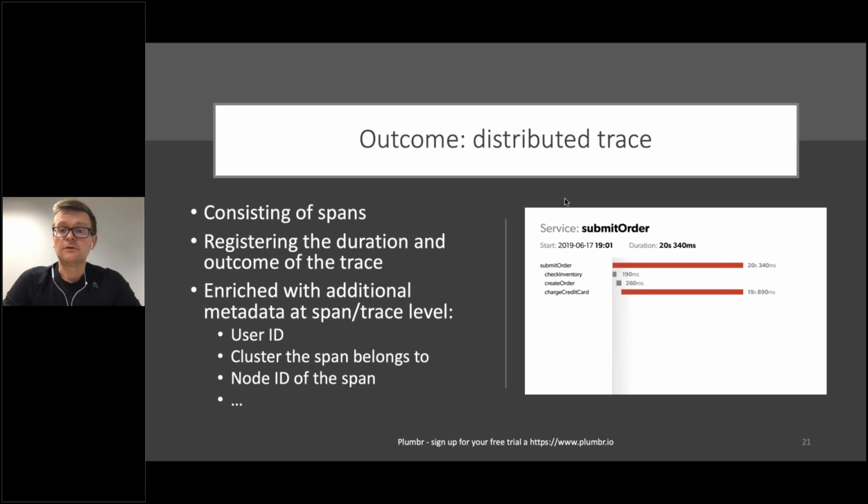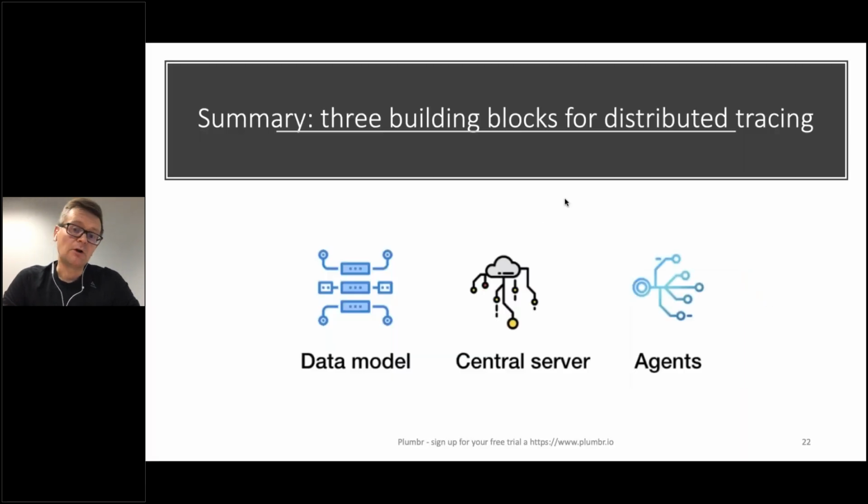And as an outcome, you'd get to see a distributed trace, which consists of spans. Every span registers its duration and the outcome. Out of those, the entire duration and outcome of a trace will be calculated. And also both the spans and the trace itself can be enriched with additional metadata, such as, for example, the user ID. So a distributed trace is composed, and we know what it is composed of. Besides, we learned that there is a need for one single centralized piece in the equation, and the agents have a role to play in this field.